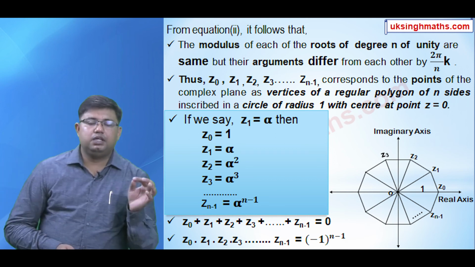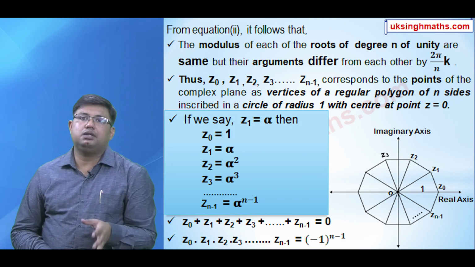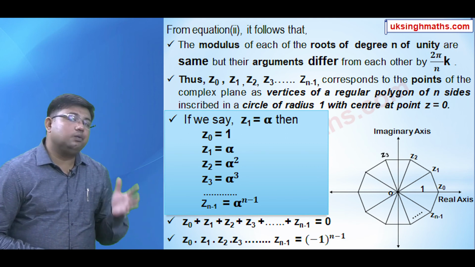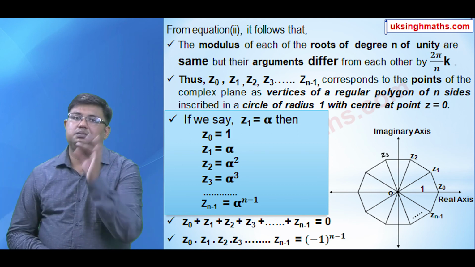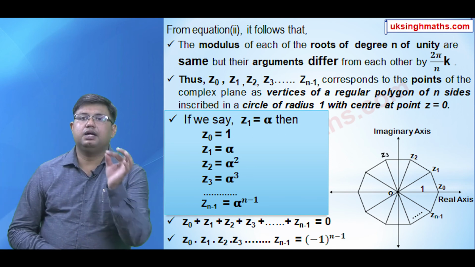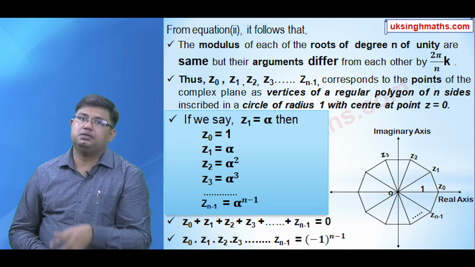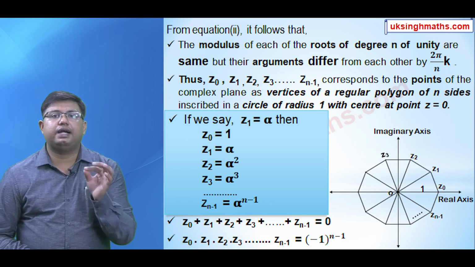Let us see one more thing. If you say z1 equals alpha, then you can represent the rest of the n minus 1 roots as powers of alpha. For example, z2 equals alpha square, z3 equals alpha cube, zn minus 1 equals alpha power n minus 1, and naturally z0 equals 1, which you can write as alpha power 0.